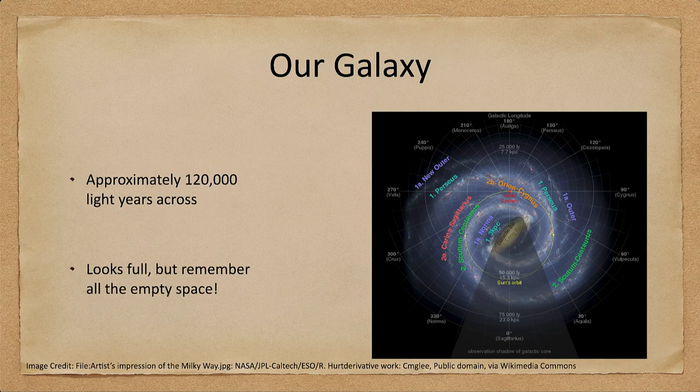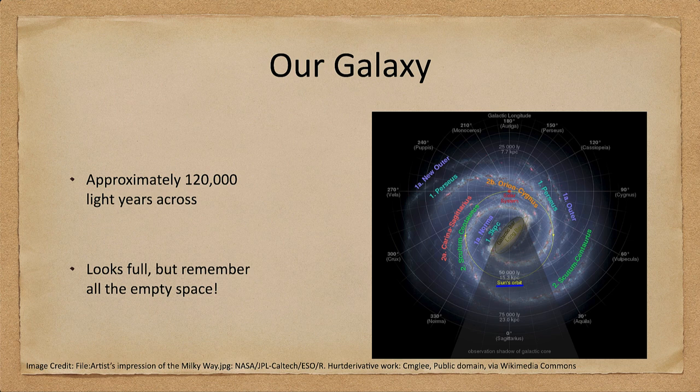We can move further out to our galaxy, and here we see our galaxy with the sun's orbit labeled here. And then we can see some of the different spiral arms. Now here it makes our galaxy look very full and packed with material. However, we still have to consider that there is a lot of empty space within this, as we looked at around each of those stars.